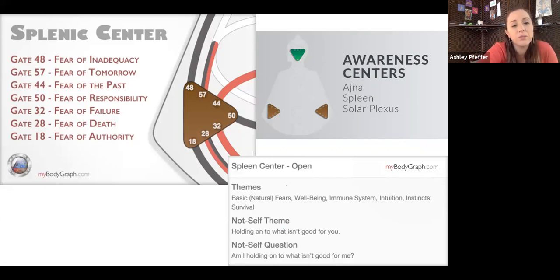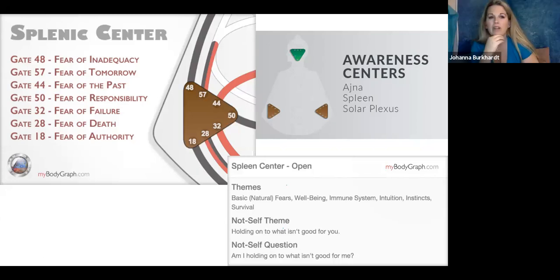The 44th is fear of the past, 50, fear of responsibility, 32, fear of failure, 28, fear of death, and 18, fear of authority. And you can have an open center, but still have different things defined. So that's how you're going to be experiencing fear, and that's how fear is going to trigger for you.